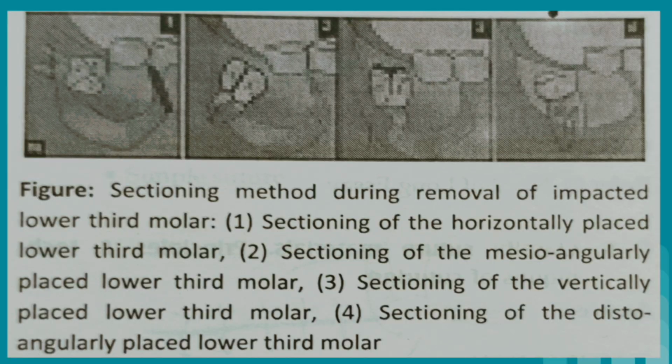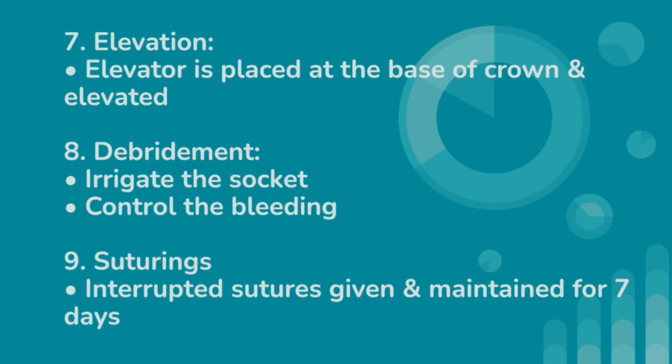Next, in this method you can also see, first sectioning of the horizontally placed lower third molar, then sectioning of the mesioangular placed lower third molar, then sectioning of the vertically placed third molar, then sectioning of the distoangular placed lower third molar. Next is elevation. The elevator is placed at the base of the crown and you elevate it. You just place the elevator near the crown and try to elevate the tooth.